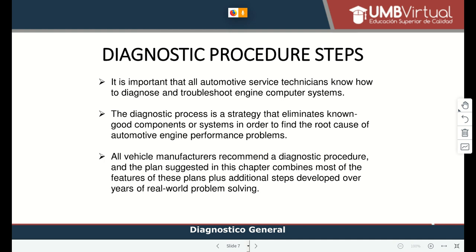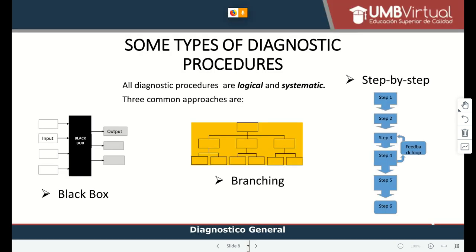But you always have to follow the recommended diagnostic procedures, because remember that normally you are going to deal with diagnostic trouble codes, DTCs. Some types of diagnostic procedures we have here: this black box is pretty much what you find nowadays. Branching is another logical, systematic approach, but there are two common approaches. And normally here this is what we confirm.